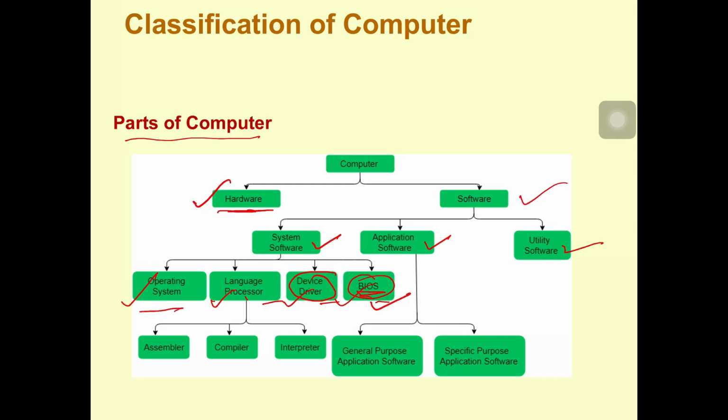Now it's time for the application software. I have already told you that the system software are the software which are mandatory to run the computer. Without the system software, the computer cannot run. Application software are those software without which the computer can run. These are not mandatory to run our computer, but these are mandatory to make our life easy and more favorable according to the environment.